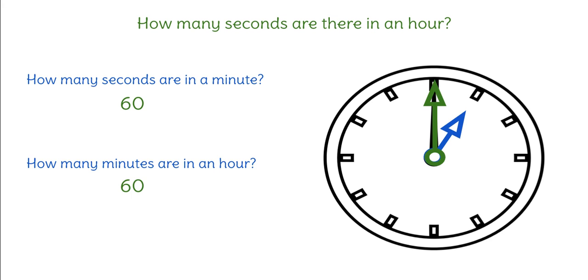So how do we then make that into a number sentence for us to work out how many seconds there are in an hour? I want you to have a go at writing a number sentence for yourself. Think about what we've just learnt and see if you can put something together. Give me a pause now while you write your new number sentence.